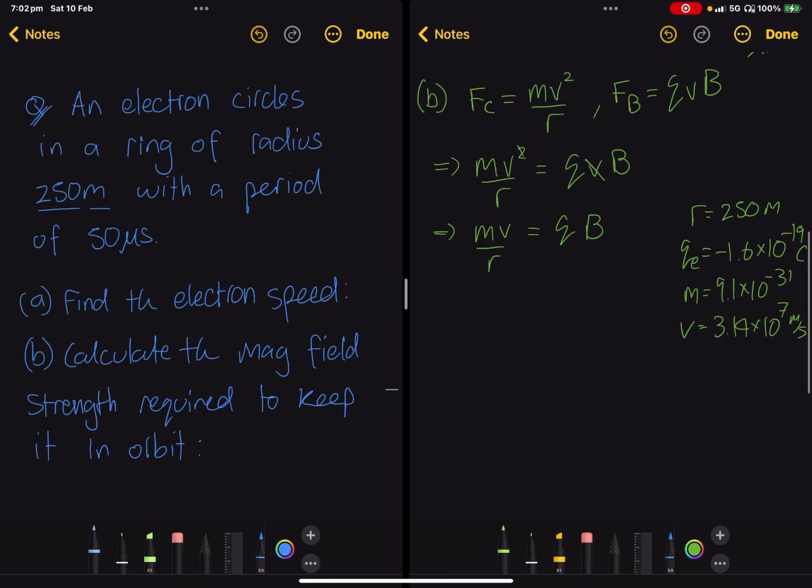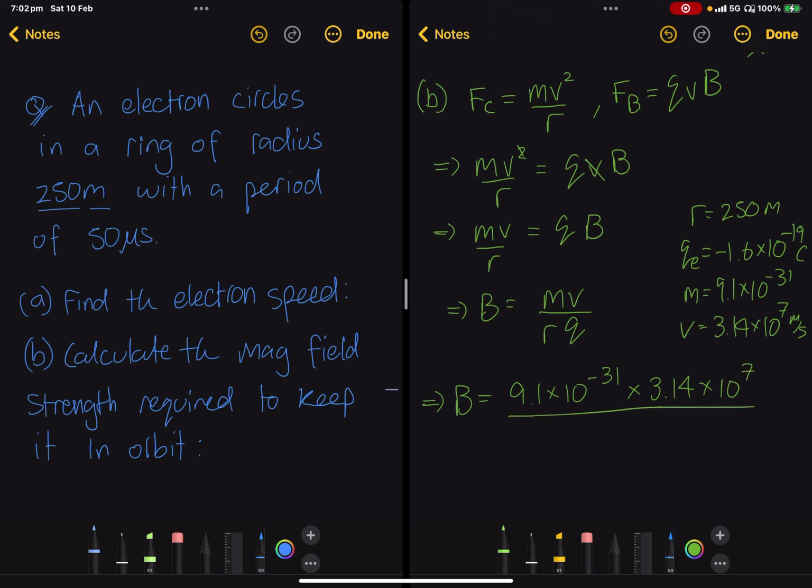So we can rearrange this, divide both sides by q, and we get the field. It's equal to the mass times the velocity divided by the radius of the circle times the charge. So B is equal to 9.1 times 10 to the minus 31 times the tangential velocity, 3.14 times 10 to the 7, divided by the radius, which is 250, times the charge, which is minus 1.6 times 10 to the minus 19.